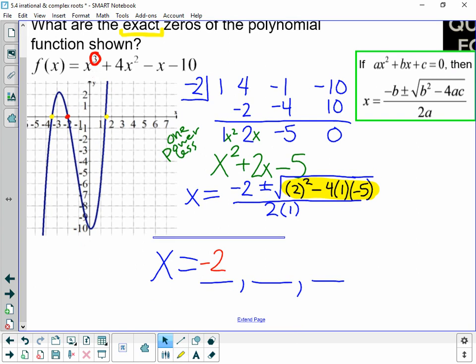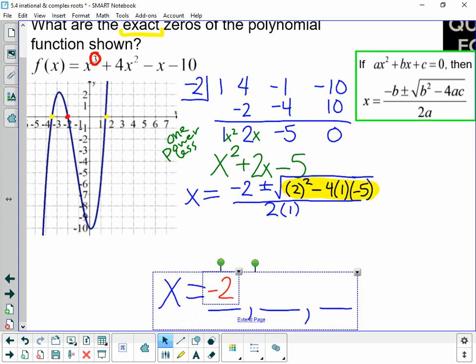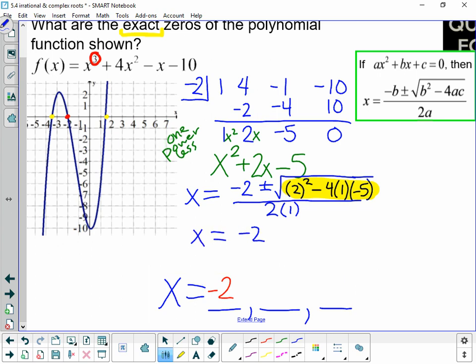Okay, I'm going to give myself a little bit more space. So if we simplify that radical a little bit, or if we figure out what is inside that radical, we have -2 plus or minus the square root of, and you can use your calculator to figure out what's inside the root. Just please remember, don't put the root in. 2 squared is 4, and then we have a -4 times 1 times 5, so that would be plus 20. So we have square root of 24.